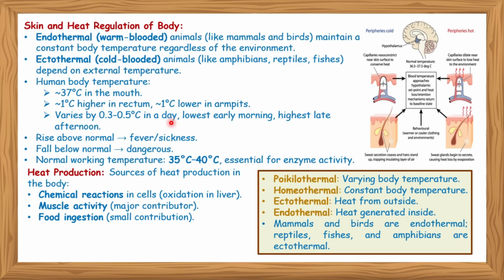Now we study heat production. Sources of heat production in the body: chemical reactions in cells, that is oxidation in the liver; muscular activity, which is the major contributor of heat production; and food ingestion, which is another but small contributor. Poikilothermal animals have varying body temperature. Homeothermal animals have constant body temperature. In ectothermal animals the heat comes from outside, and in endothermal animals heat is generated from inside. Mammals and birds are endothermal. Reptiles, fishes and amphibians are ectothermal.